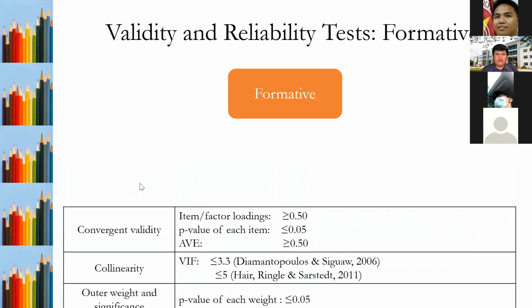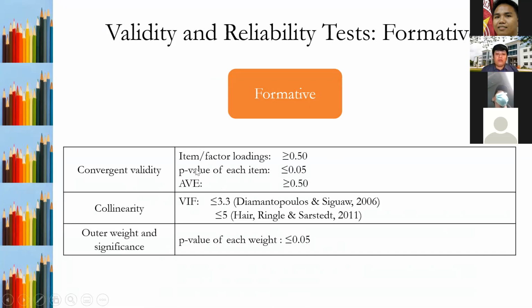For formative, in terms of convergent validity, it is the same. So item factor loading greater than or equal to 0.5, p-value equal to or lower than 0.05, AVE equal to or greater than 0.5. For collinearity, you can use the threshold which is commonly used now, 3.3 or lower for your variance inflation factor. If you will be using the threshold by Hair et al. in 2011, 5 or lower. That's the requirement for collinearity.